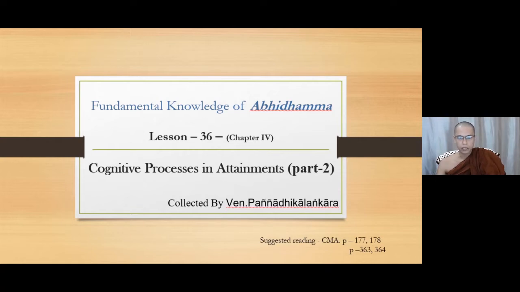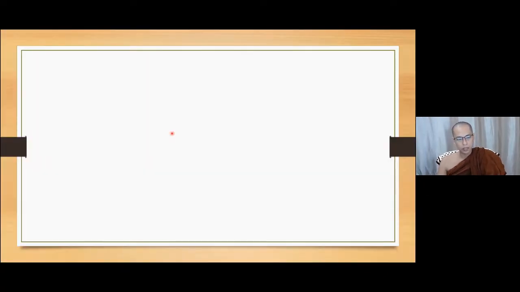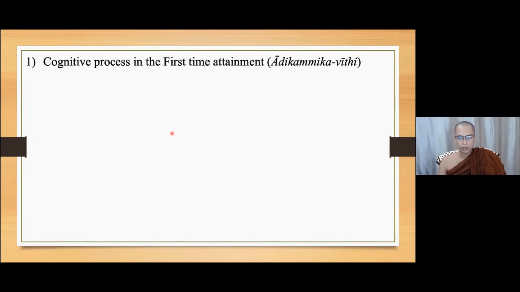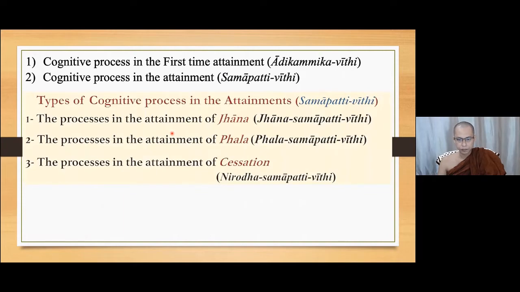So jhana samapatti viti, viti is cognitive process. Jhana samapatti viti and phala samapatti viti are already studied. And the only one of samapatti viti, nirodha samapatti viti, we have to study today. And also, in order to include the whole meaning of the attainment of jhana, which is called the jhana samapatti viti, we will include the abhinya viti.